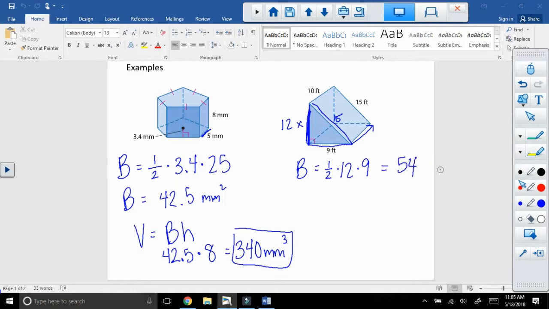54. And the height of the prism, how far is it in between those two triangles or those two bases? 10. So then you have the area of the base times the height of the prism, which is 540, and that'll be feet cubed.